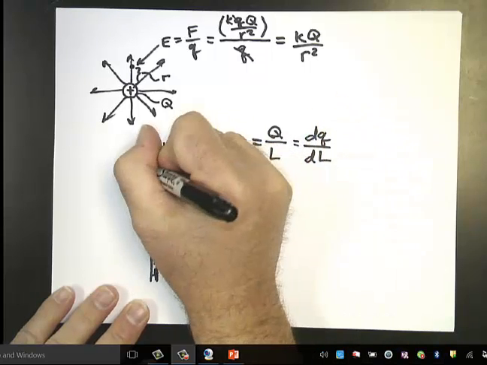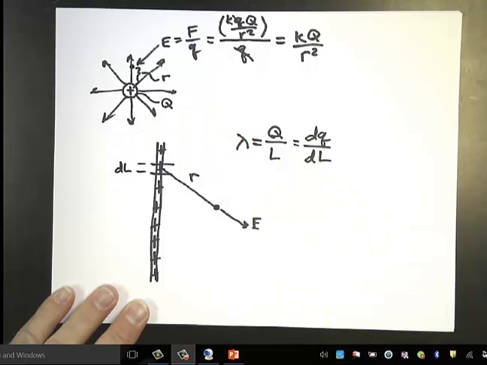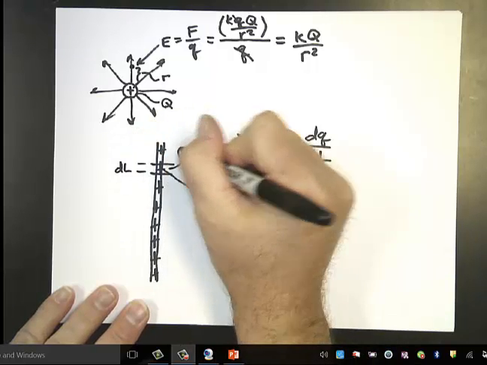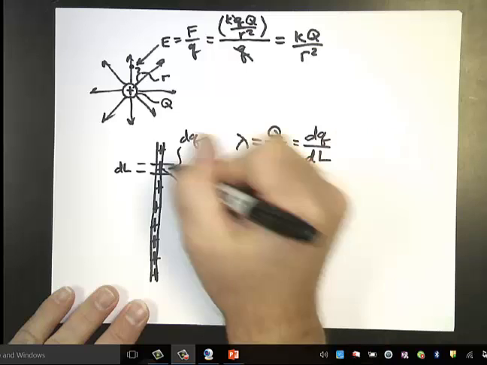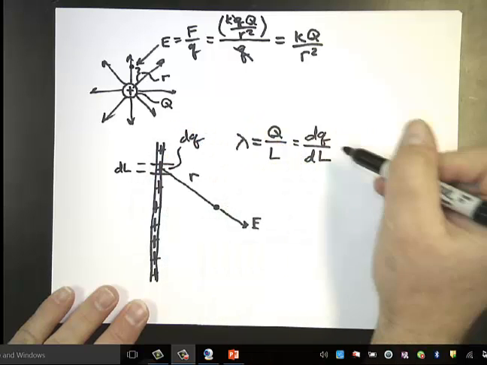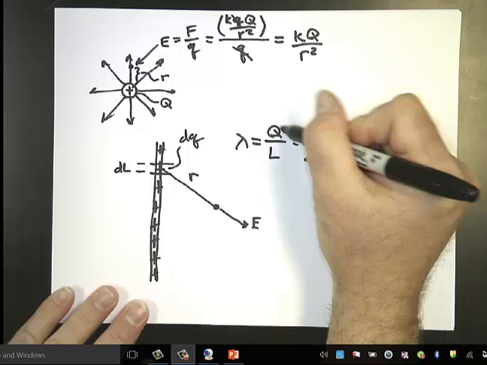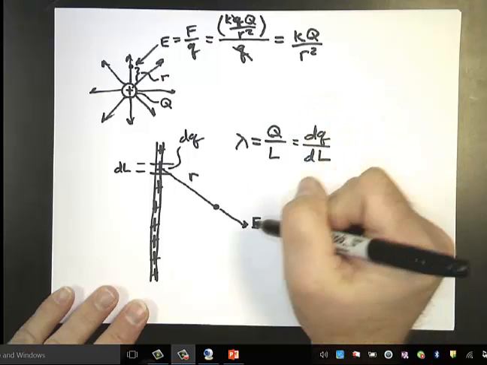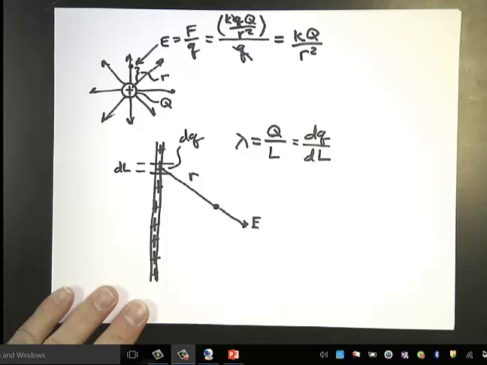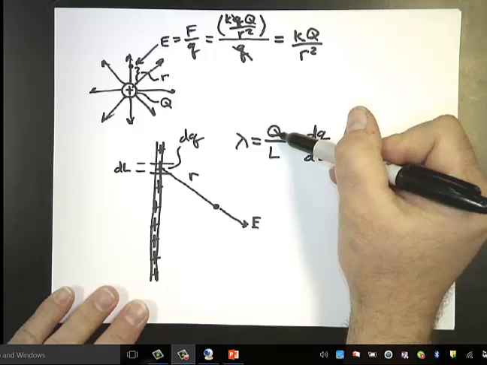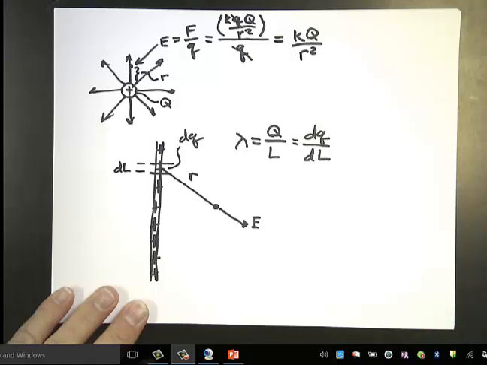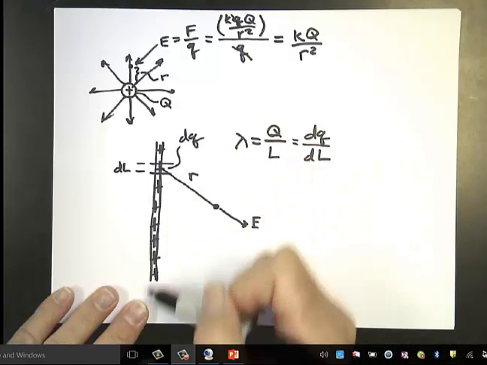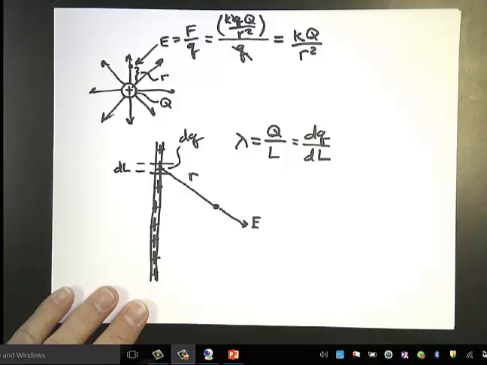In other words, if I take a tiny little bit of this length, dl, and a tiny little bit of charge on it, dq, this ratio of charge to length, if I take a tiny length of this string, should be equal to all of the charge divided by all of the length. So suppose this string is not infinitely long, but is just 3 meters long. The total charge divided by the total length would be the charge density. Now this would be true only if the charge density is uniform throughout. Okay.